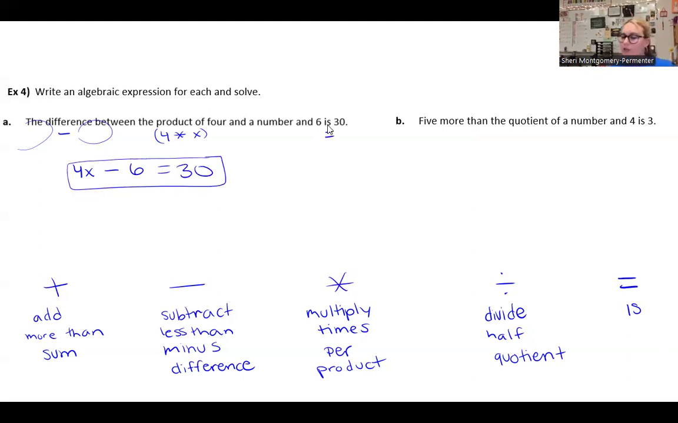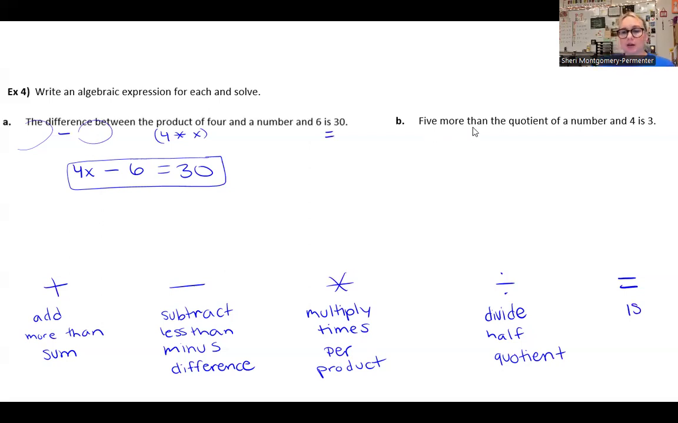When you write it out, I encourage you to reread. So the difference, so I need to be subtracting between the product of 4 and a number, so this is the product multiplying 4 and a number, and 6. So the difference between a product of 4 and a number and 6 is 30. Make sure that you wrote it correctly. Again, if you struggle with these, please know that these are going to be multiple choice.